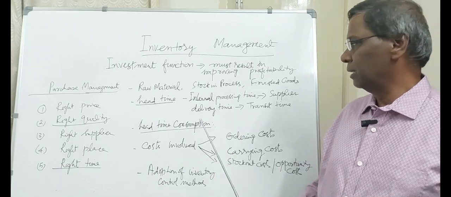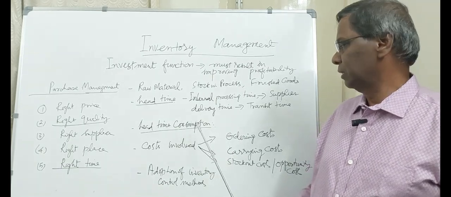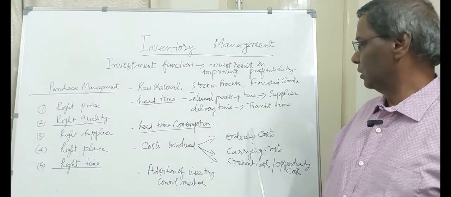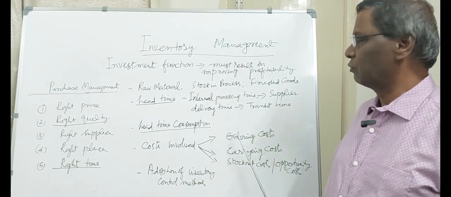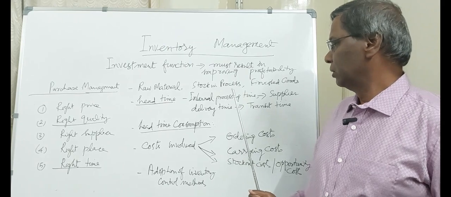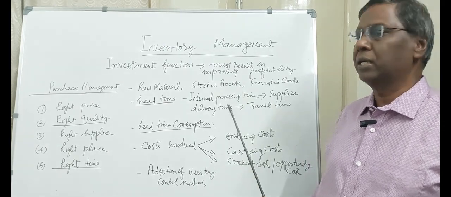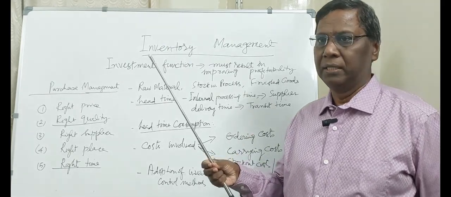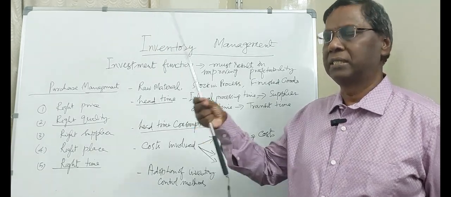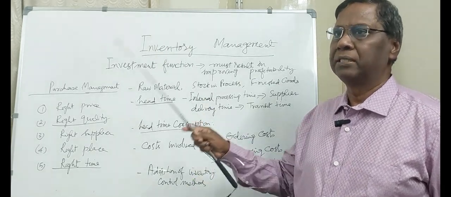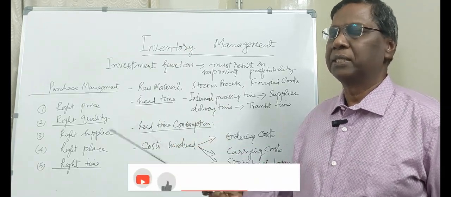Then again, there are three types of cost involved: ordering cost, carrying cost, and stock out cost. This is very important. Of course, purchase cost is always there. What is ordering cost? When you order your goods, you have to incur certain expenses. You have to visit the sample. You have to go to the place where the supply is. You have to inspect the quality.